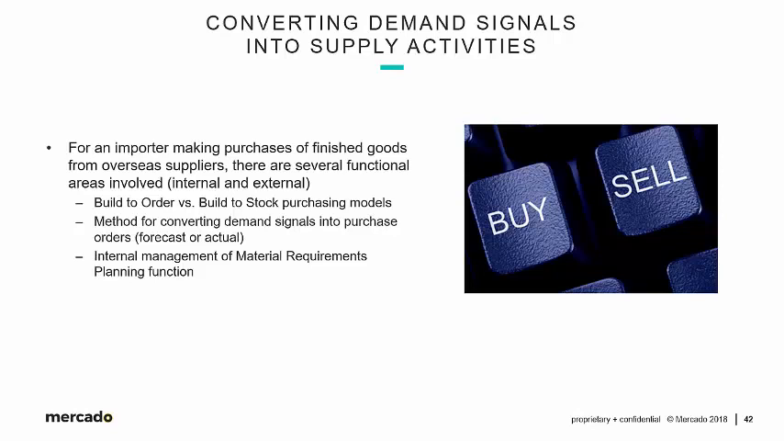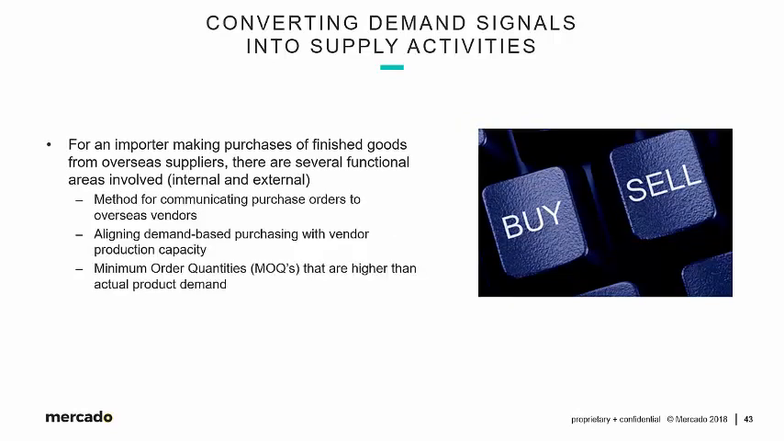Second sub-bullet, the method for converting demand signals into purchase orders, going from our forecast, taking into consideration actual demand, and how do we convert forecasted and actual demand into the purchase orders that have to be placed on these overseas manufacturers. And then, because we are outsourcing our manufacturing, what is the internal management of MRP functions? Which essentially is the planning of the acquisition of raw materials that our vendors are going to have to engage in based on the purchase orders we place on them.